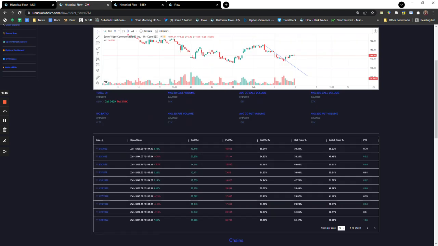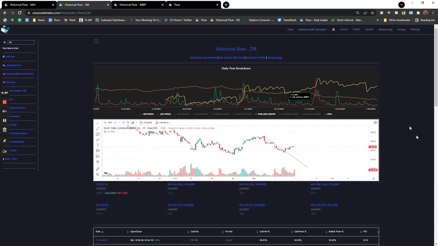So next up, we have Zoom, which I'm eyeing. And by the way, these are all three from the watch list this weekend. So you see here, nothing to write home about on the call or put premium, but we do see that rise in open interest. So that's interesting to me.